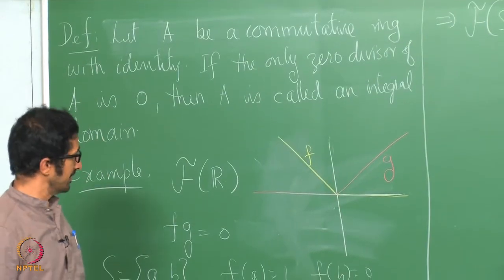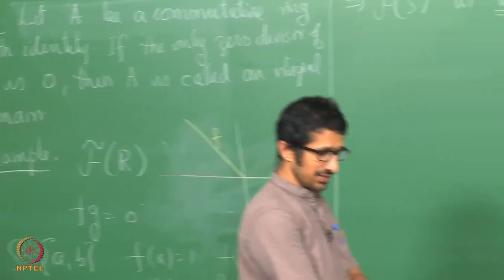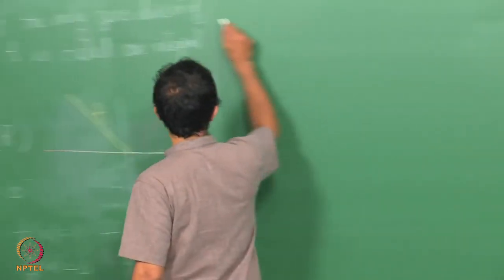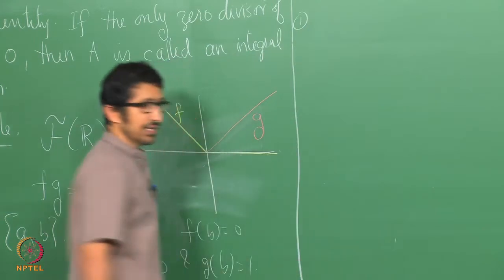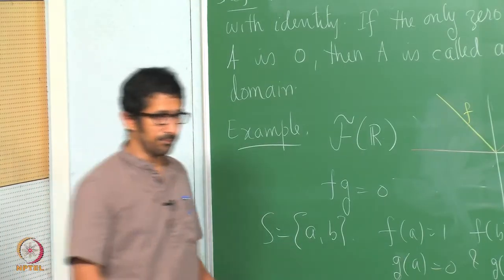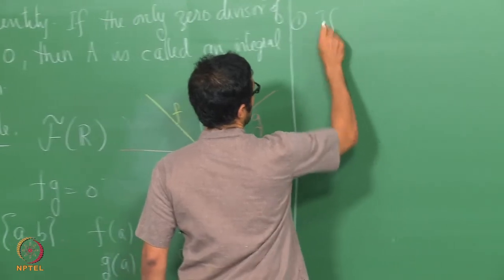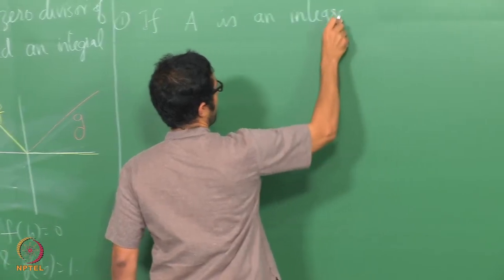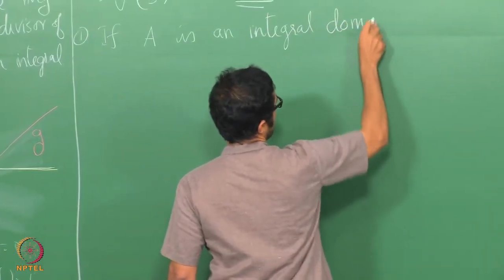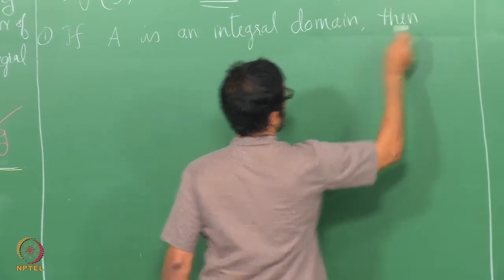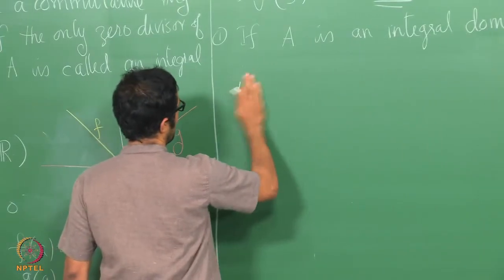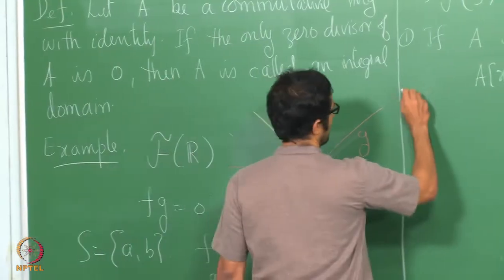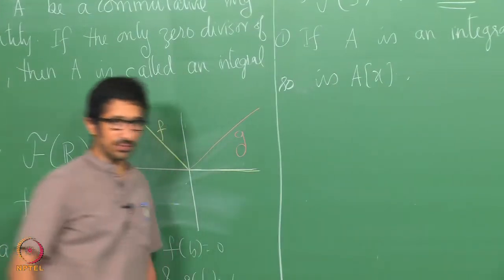Another important class of examples in this direction that you will see often is polynomials, the ring of polynomials over integral domains. If A is an integral domain, then what can you say about A[x]? This is also an integral domain.